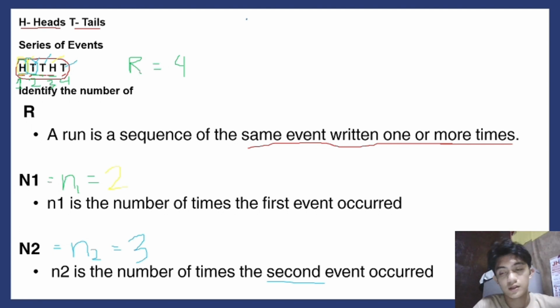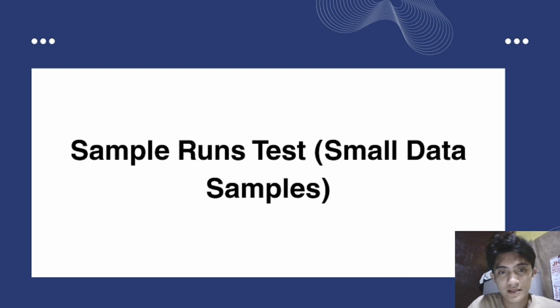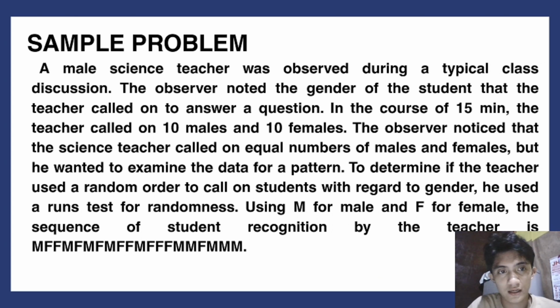Now, since we already know how to identify the number of runs, the n sub 1 and n sub 2, let's have a sample problem for small data. Sample runs test, small data samples. So I have here a sample problem.